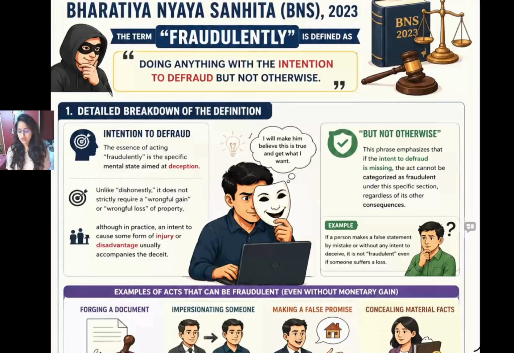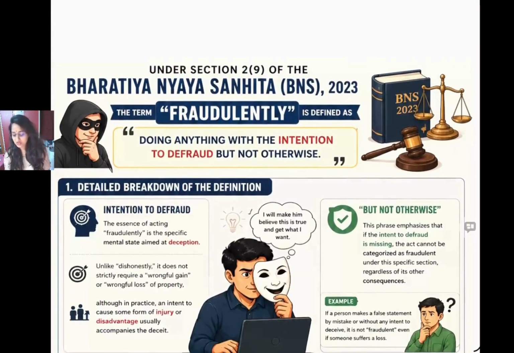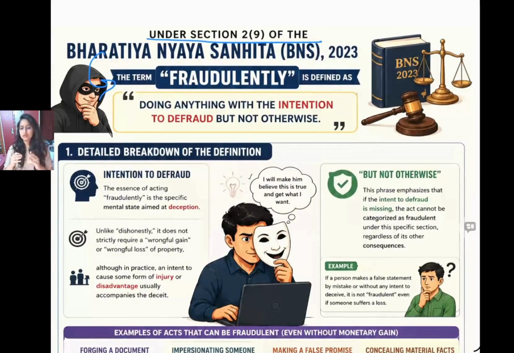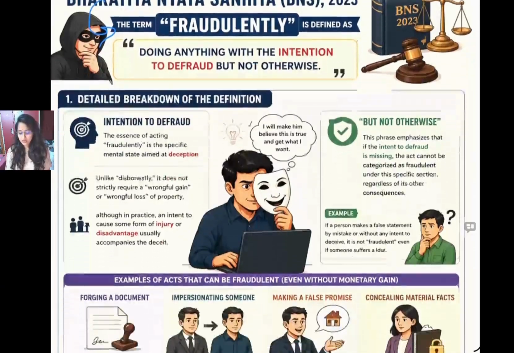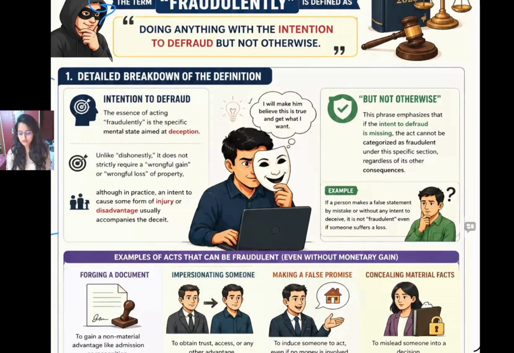Today I'm dealing with Section 2, subsection 9, which defines the term fraudulently. It is defined as doing anything with the intention to defraud, but not otherwise. Let's go through it in detail. First, there is the intention to defraud. The essence of acting fraudulently is the specific mental state aimed at deception.